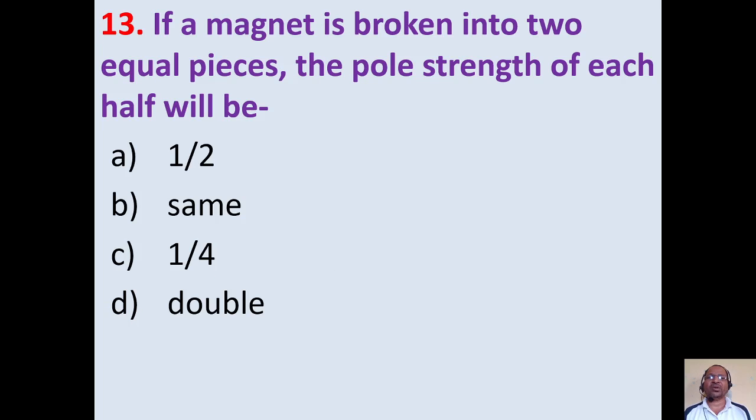If a magnet is broken into two equal pieces, the pole strength of each half will be... Whenever a magnet is broken into two equal pieces, then each piece will have a south pole as well as a north pole. So its pole strength will remain the same.